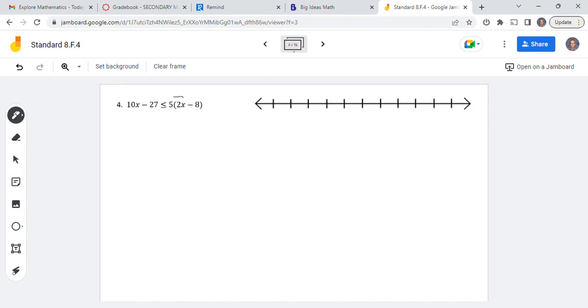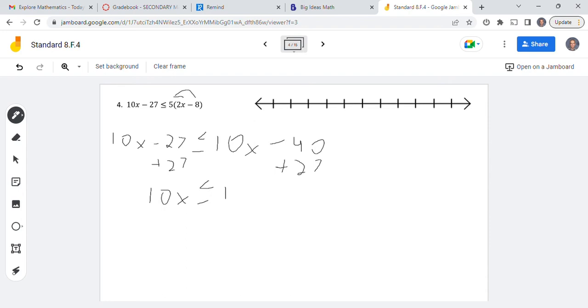On this one, we'll distribute here on the right hand side. 5 times 2x gives us 10x. 5 times -8 is -40. And the left hand side stays the same, so we have 10x minus 27 still less than or equal to. Add the 27, get this over onto the right hand side, and we have 10x is less than or equal to 10x. -40 plus 27 is -13.